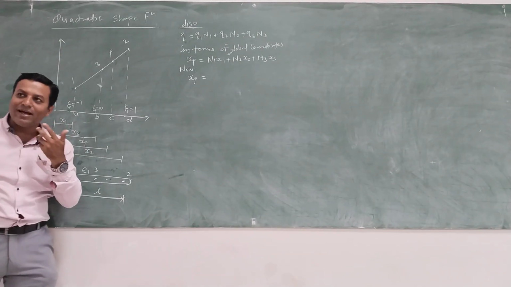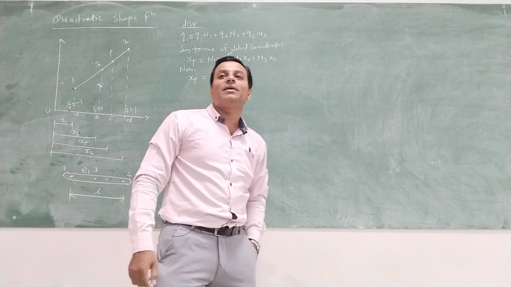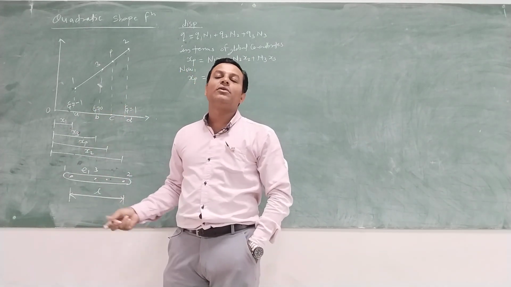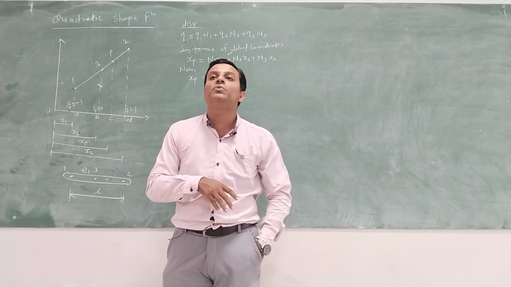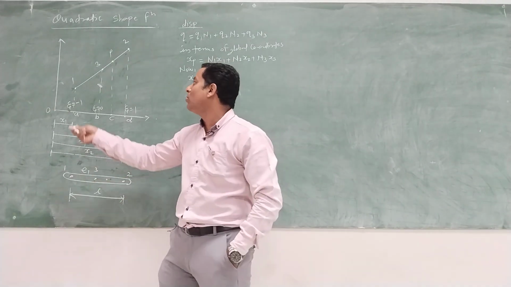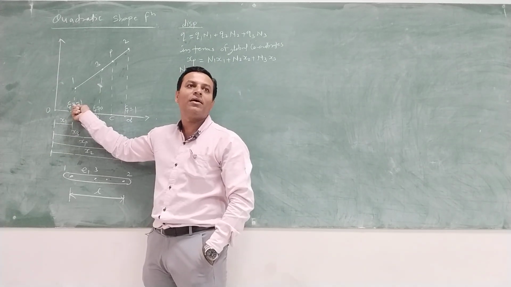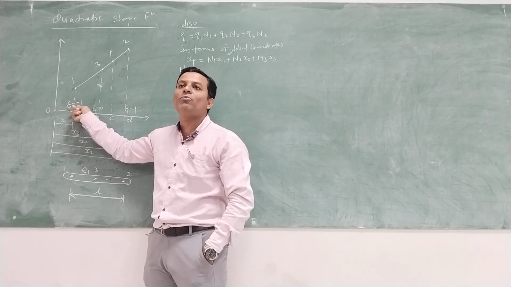Now I am going to show the representation, means I am going to represent here the local coordinates. The local coordinates are going to vary from -1 to +1. So node 1 will be zeta is equal to -1. Zeta is nothing but your local coordinate. So this is zeta is equal to -1.